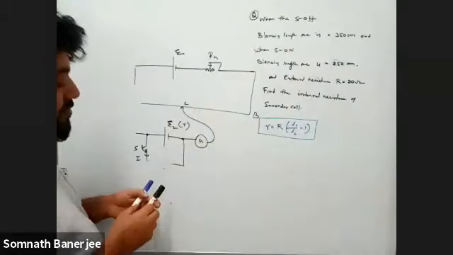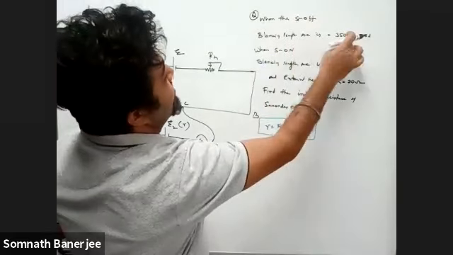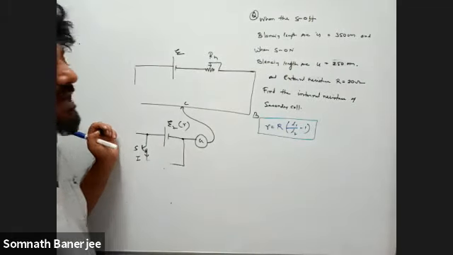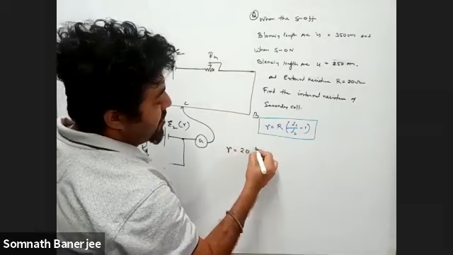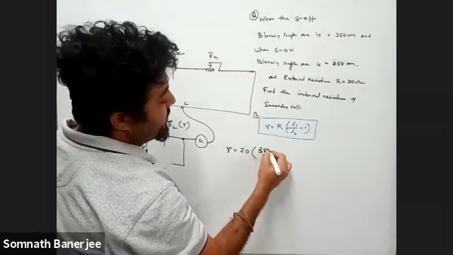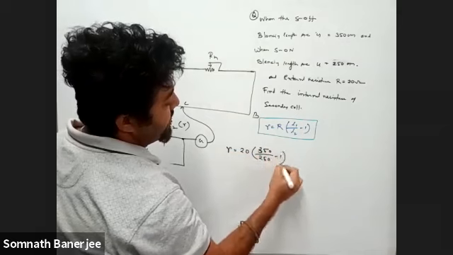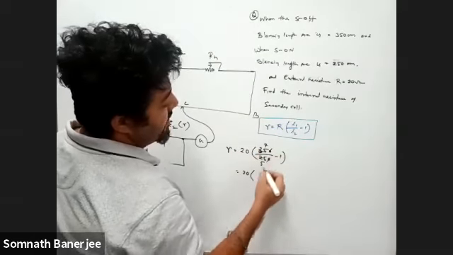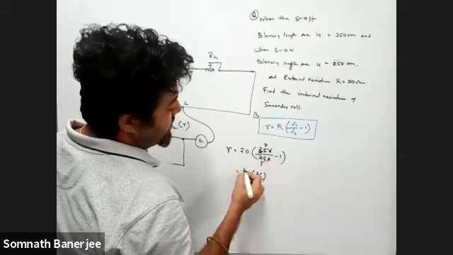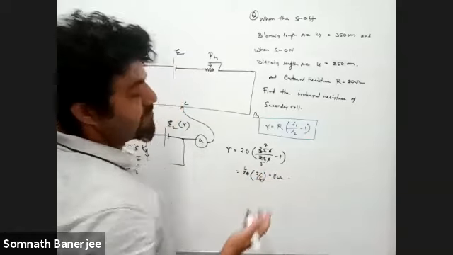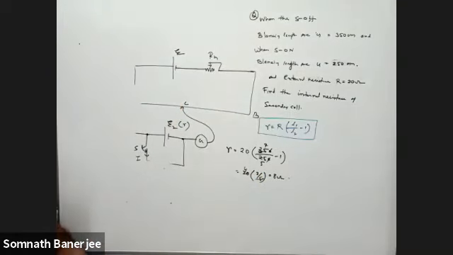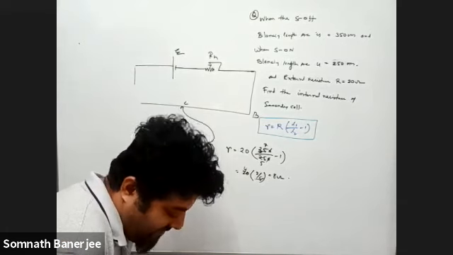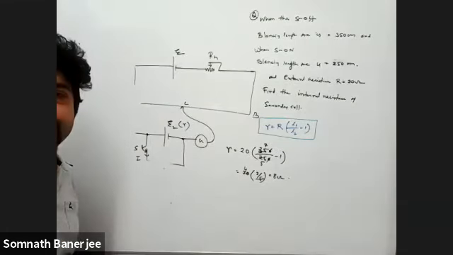Now the question: when the switch is off, the balancing length is 350. When the switch is on, the balancing length is 250. The external resistance is R, 20 ohm. What is the internal resistance of the secondary cell? So small r equals 20 into (350 by 250 minus 1). 350 by 250 is 7 by 5, so minus 1 gives 2 by 5. So 20 into 2 by 5 is 8. So the internal resistance is 8 ohm. See how easy that question is. You can try this type of question. This is a very, very important question.